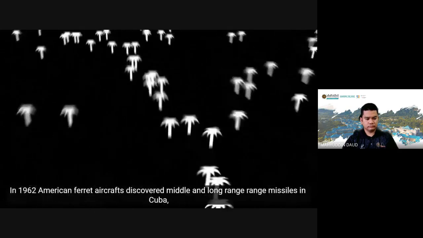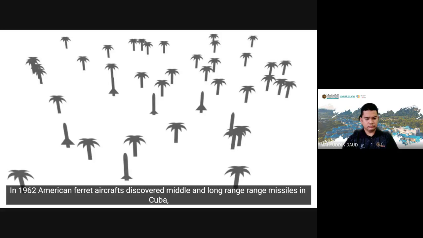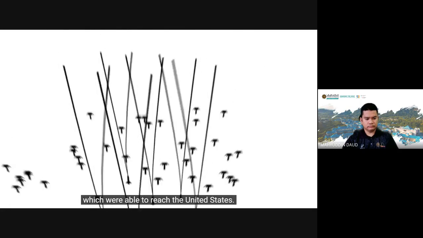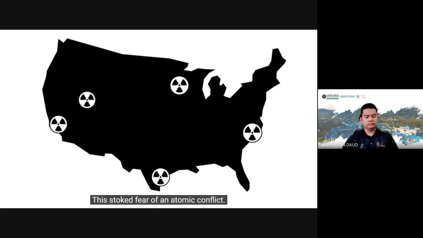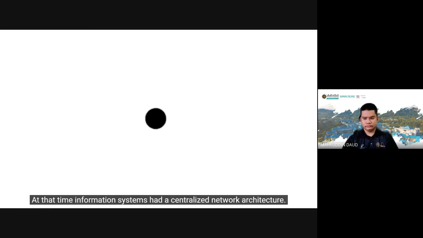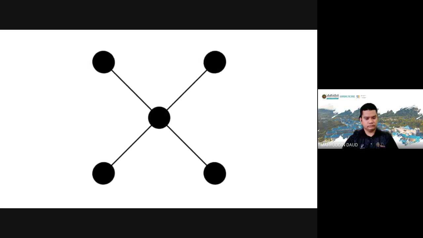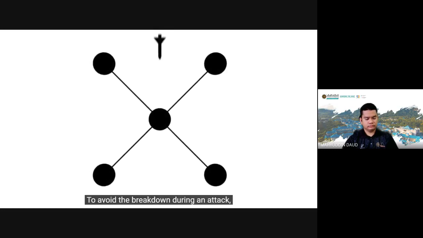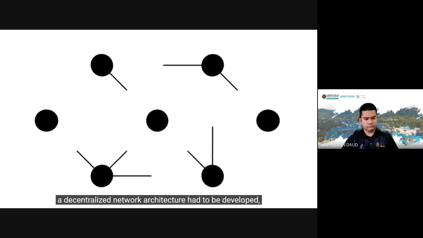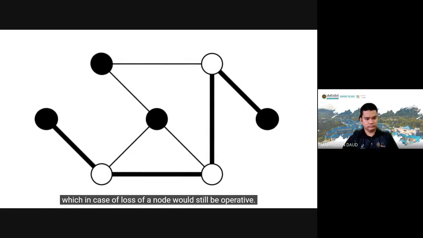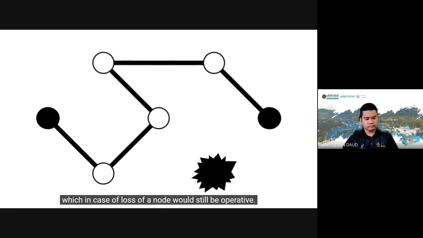In 1962, American Ferret aircraft discovered middle and long-range missiles in Cuba, which were able to reach the United States. This stoked fear of an atomic conflict. At that time, information systems had a centralized network architecture. To avoid breakdown during an attack, a decentralized network architecture had to be developed, which, in case of loss of a node, would still be operative.